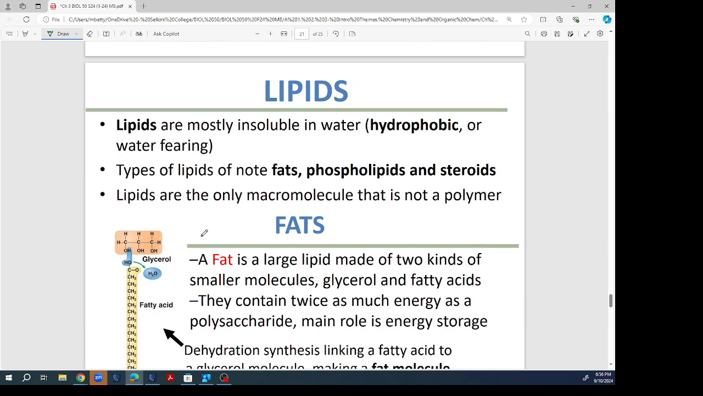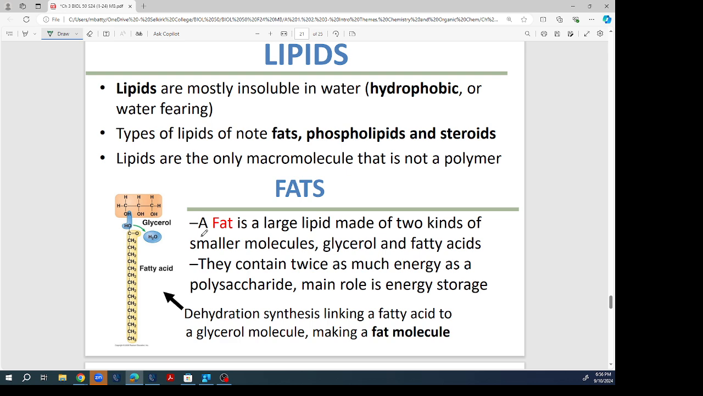So the last one, lipids. And again, with lipids, you might think dietary fats, but it goes beyond it. Lipids are the only things that are not a polymer, and so that's noted on the chart. I included it in the chart and put that. There are fats.